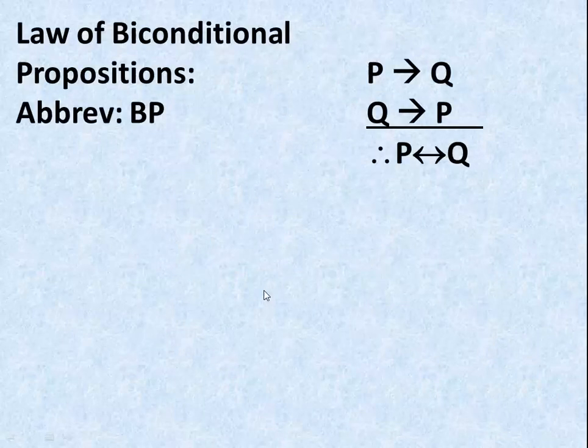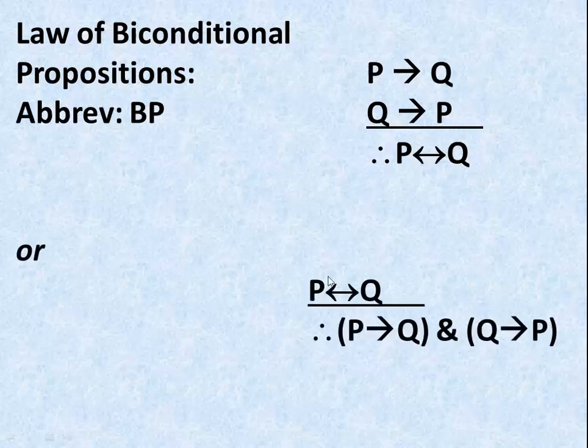And then the last one for today: law of biconditional propositions, abbreviated BP, which probably sounds like the most confusing one of them all, except that this is a dead giveaway, because you're going to see the double arrows. Or you're going to end up with the double arrows. In fact, I wrote it both ways. It's sort of a way of breaking apart the if and only if.